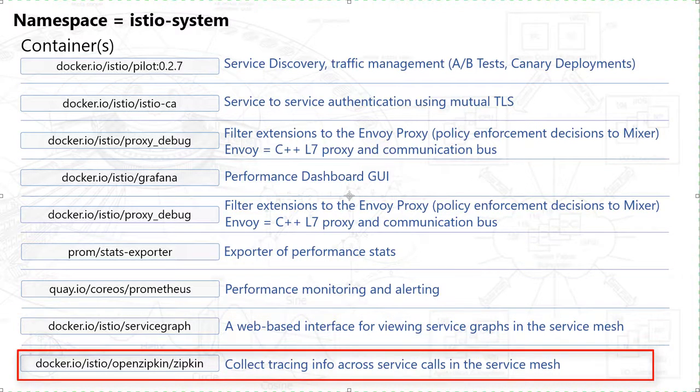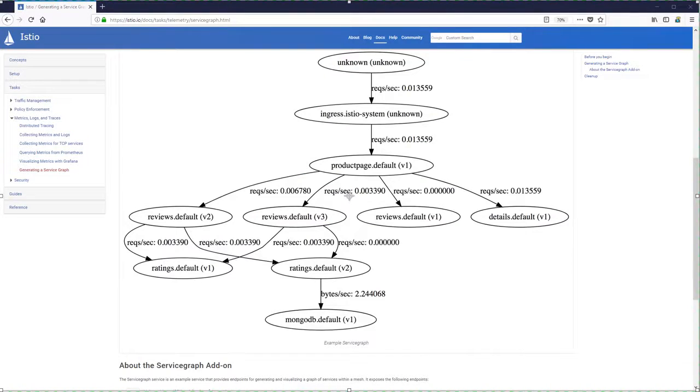Zipkin is for doing tracing. So this is great for troubleshooting in a distributed architecture. It's generally very difficult to track what is really happening as services call each other, and this particular component, Zipkin, makes that far easier. So here, for example, you could see the product page ends up making calls to reviews, different versions of reviews, and also looking at the requests per second gives you some idea of which are the most active or hot spots here.